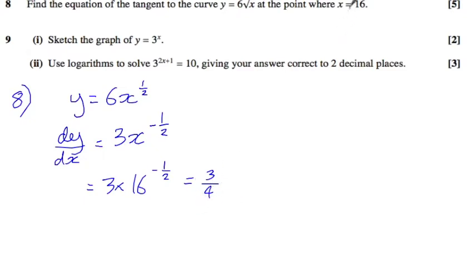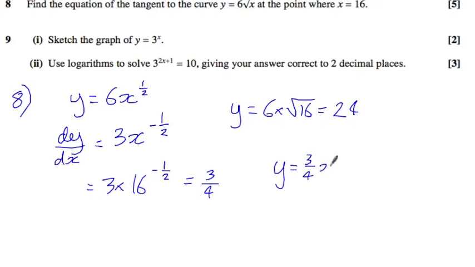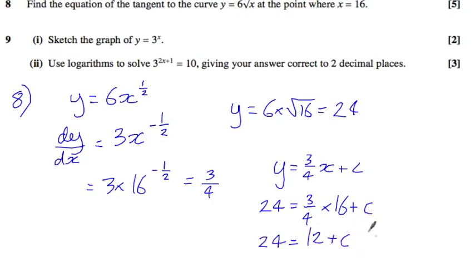We also need a point on the line. So to find the y coordinate, I'm going to sub 16 into here. So it'll be 6 times root 16, in other words 6 times 4, so 24. So we can say y equals 3/4 x plus c, and then sub in 16, 24. So we'll have 24 equals 3/4 times 16 plus c. So 24 equals 12 plus c. So c is 12. So our final answer then is y equals 3/4 x plus 12. Okay.